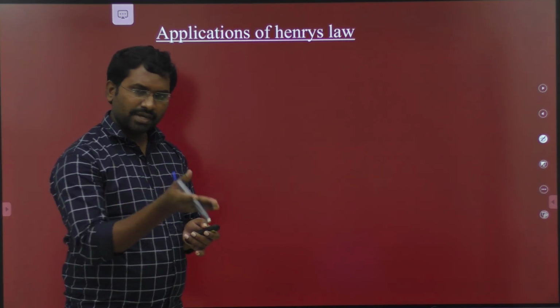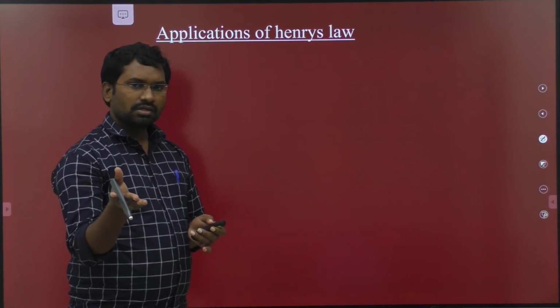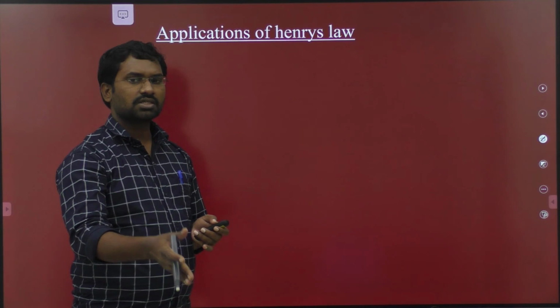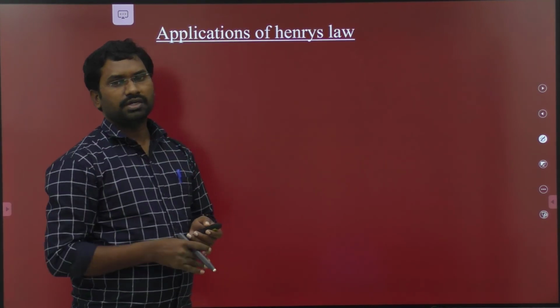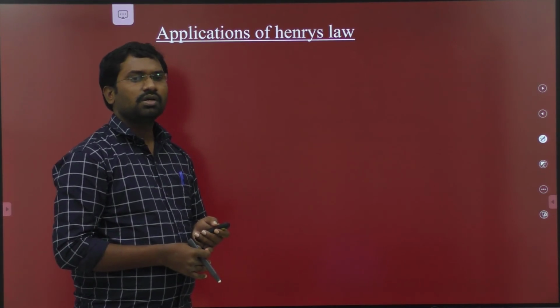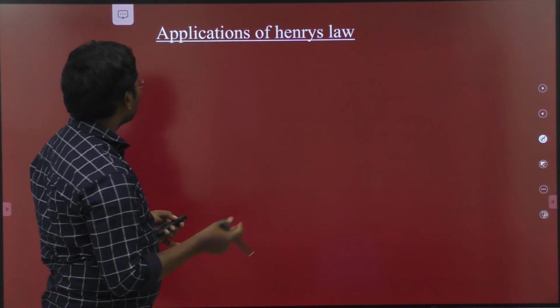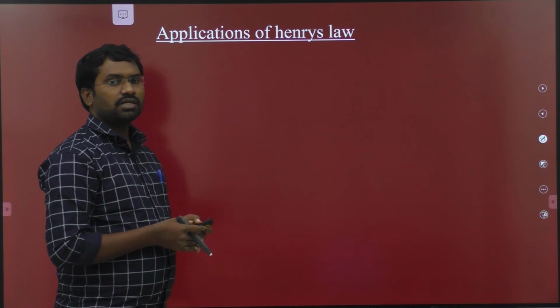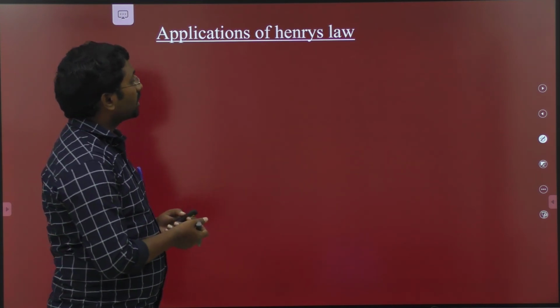In the case of the same gas, if we pass it through the same solvent at different temperatures, Henry's constant is also different. Those are the main points regarding the Henry's constant value and Henry's law. And finally, what are the live examples for applications of Henry's law? In regular life, this Henry's law can be used.